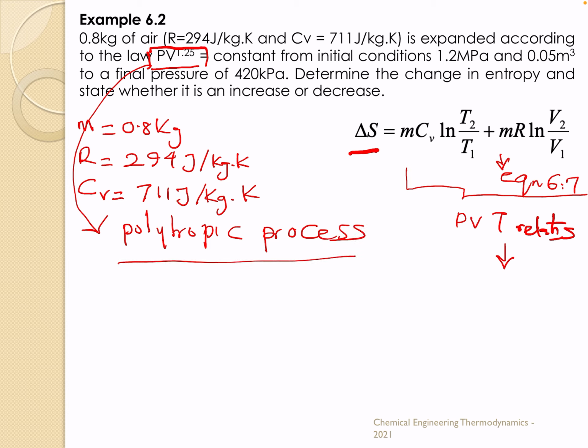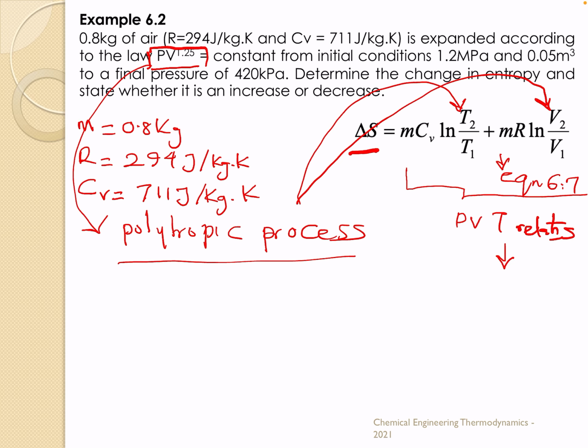It will get clearer as you move on, because being a polytropic process is what's going to determine how we attain the relationships for T2 over T1 or V2 over V1. But one thing I want you to remember is once we have PV raised to power N equals constant, you're dealing with a polytropic process.